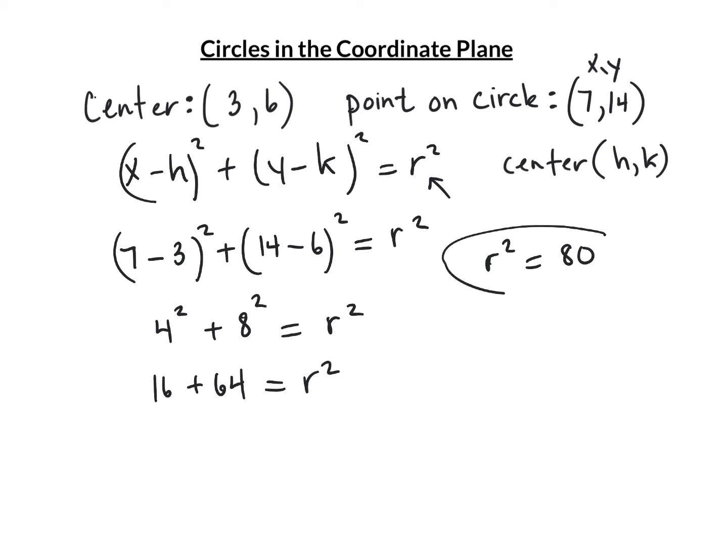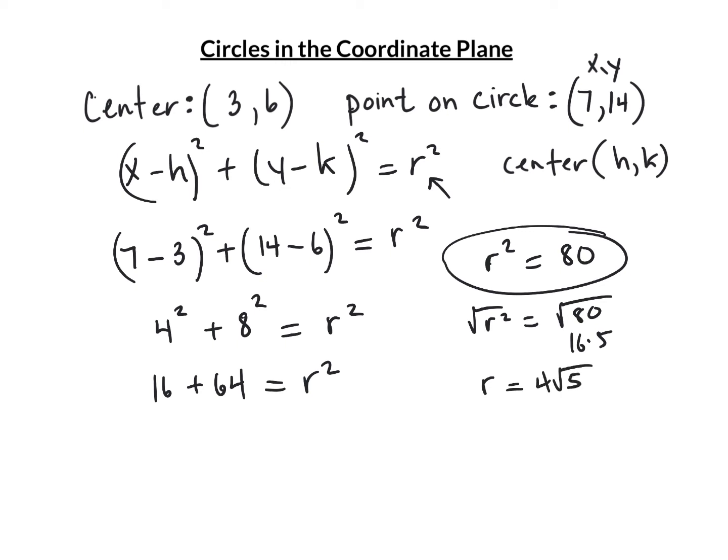If you were making the equation of this line, you would have it. If they asked you to find the radius, you would take the square root of each side, the square root of r squared, and the square root of 80. 80 is 16 times 5, so r would equal 4 root 5.